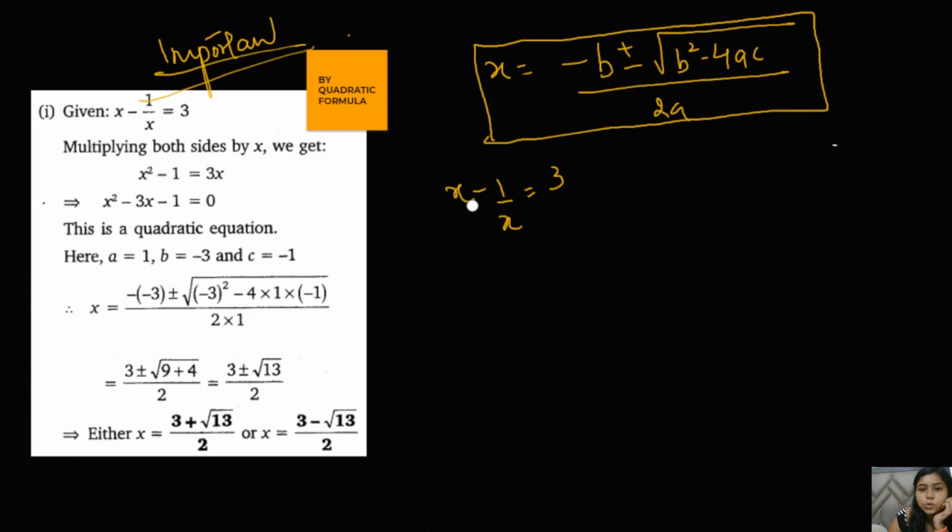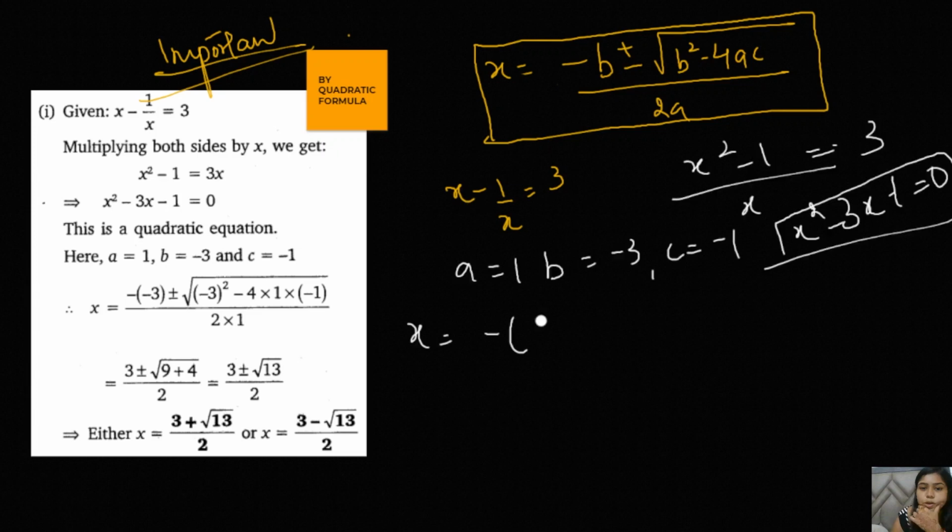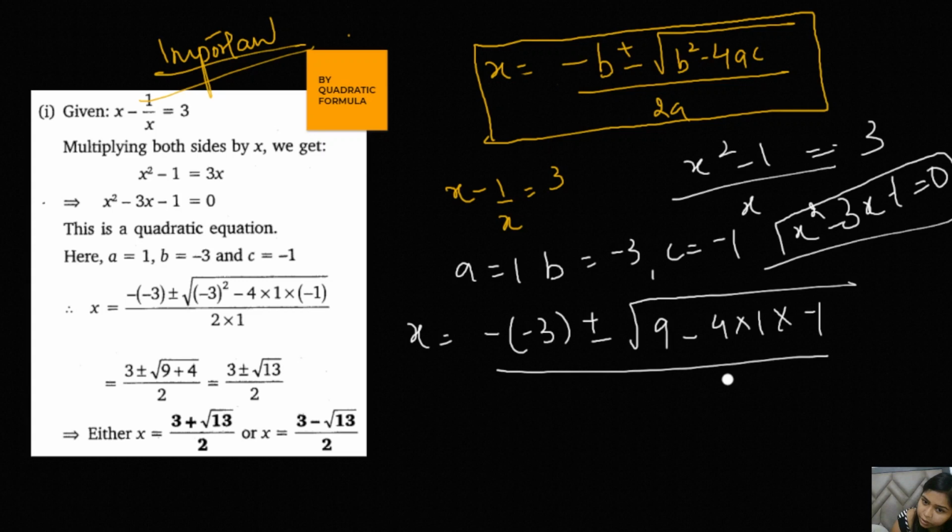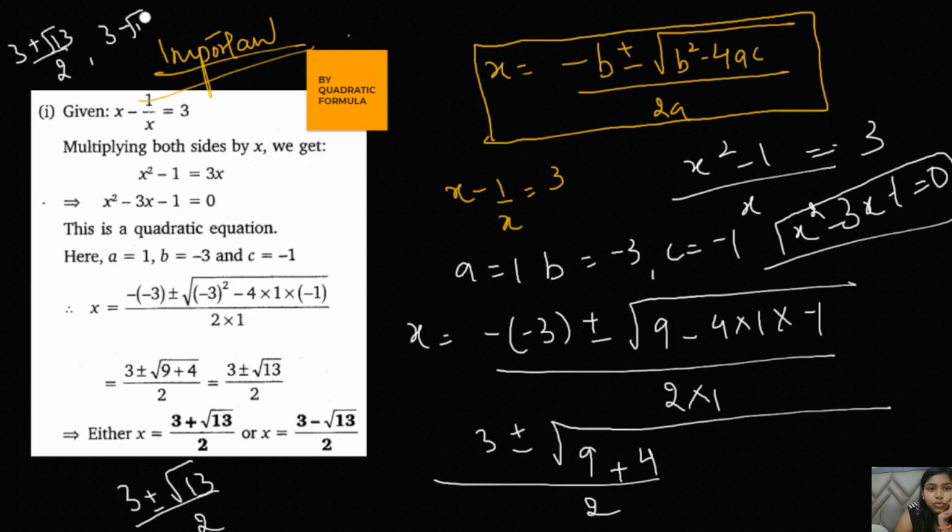Now apply the quadratic formula. a equals 1, b equals minus 3, and c equals minus 1. So x equals minus b, that is minus of minus 3, plus minus root over b square, which will be 3 square, 9, minus 4 into a into c, divided by 2 into a. I'm just writing descriptively so that you people could understand what I am writing. 3 plus minus root 13 divided by 2. So the two roots for this particular equation are 3 plus root 13 by 2, and 3 minus root 13 by 2. I hope this is clear.